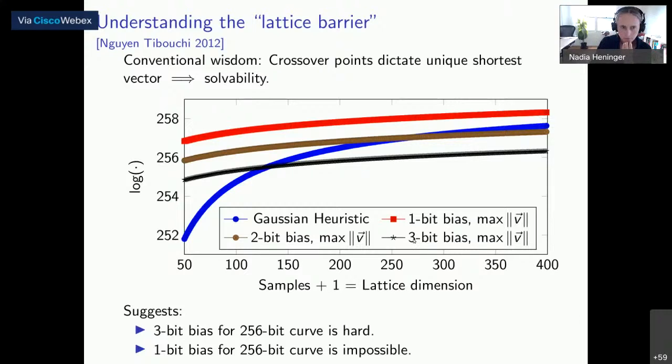So what this plot suggests is that to solve for a 3-bit bias for a 256-bit curve, you expect to need to solve the shortest vector problem for a 130-something dimensional lattice, which is hard, but possibly feasible with a lot of computation. But this also suggests, if you look at the asymptotics here, that for a 1-bit bias you expect this never to cross over. It crosses over at such a huge dimension of a lattice that it's just not going to be feasible. So this is what led people to believe that solving for a 1-bit bias with a 256-bit curve is just impossible with lattices.